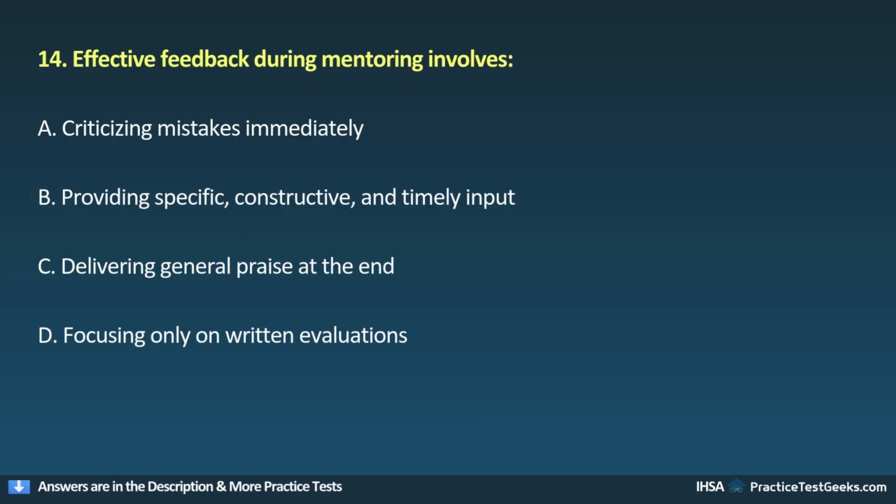14. Effective feedback during mentoring involves A. Criticizing mistakes immediately. B. Providing specific, constructive, and timely input. C. Delivering general praise at the end. D. Focusing only on written evaluations.